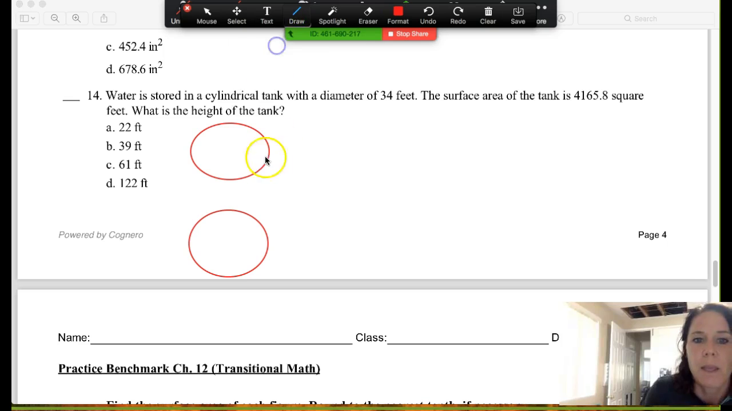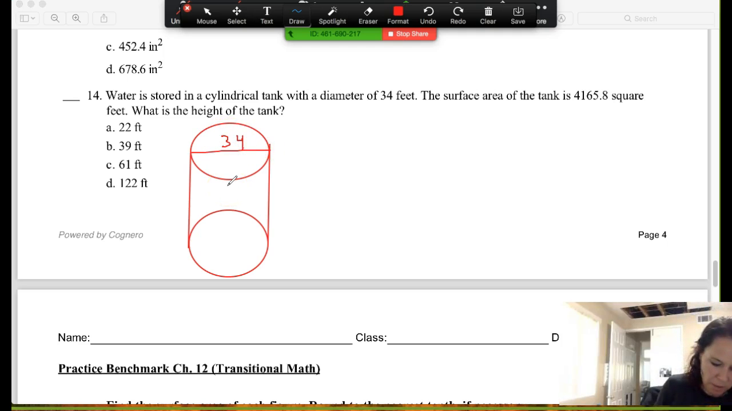And then they give us the diameter is 34 feet. So I know my radius, 34 divided by 2, is going to be, so let's do the radius in the circle at the bottom. The radius is going to be 17. We want to know the height. They give us the surface area.